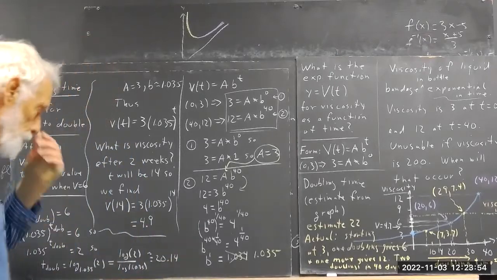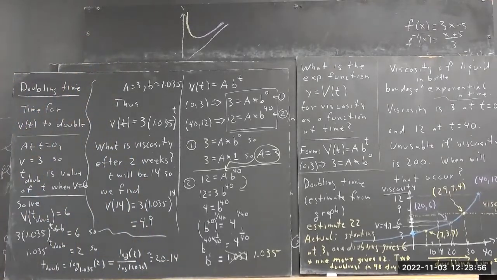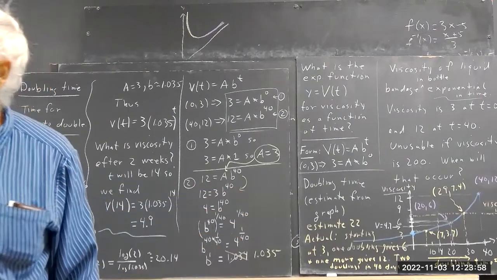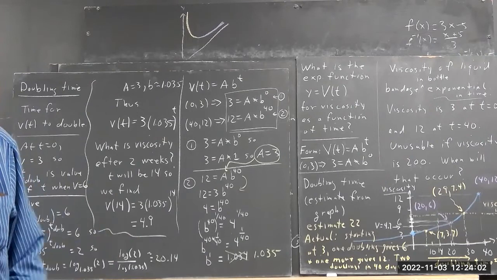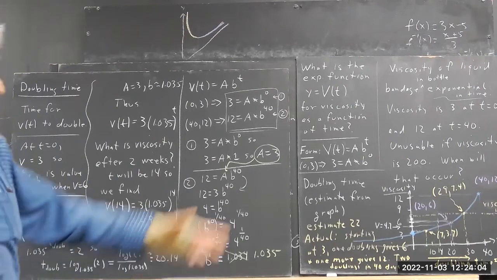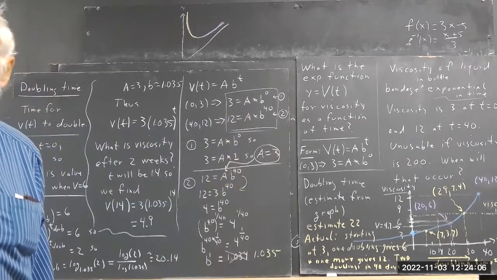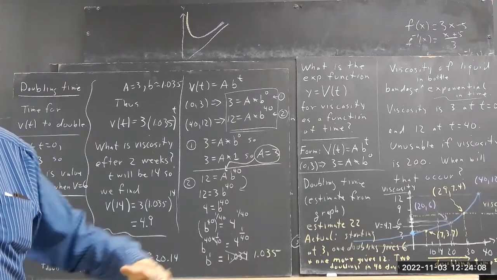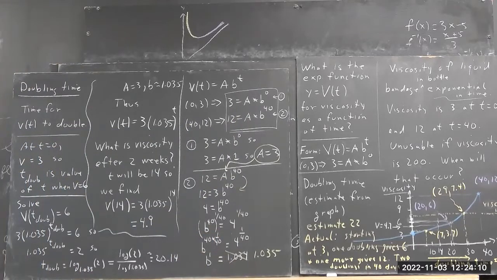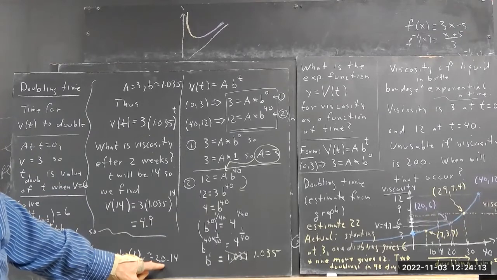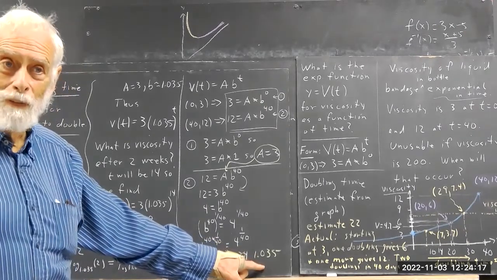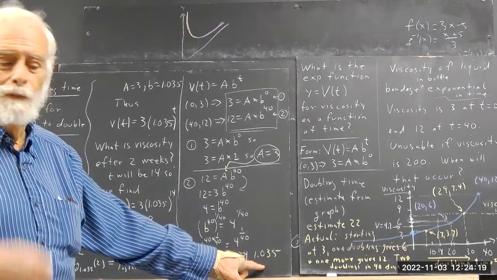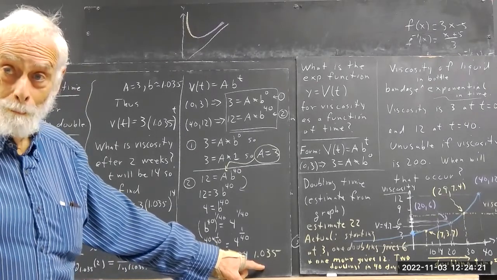You get something like 20.14. Now we know from what we did before that the doubling time is exactly 20, right? From the initial information, we figured that out, and from your estimates, that's very plausible. So how do we get 20.14? Well, that 1.035 was rounded off.